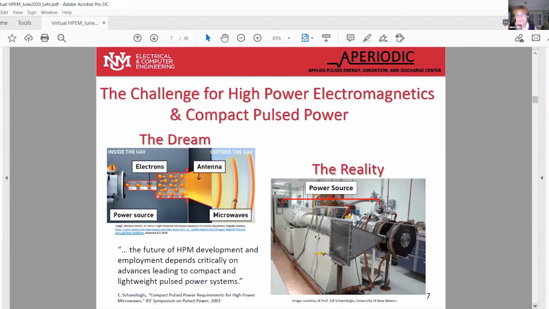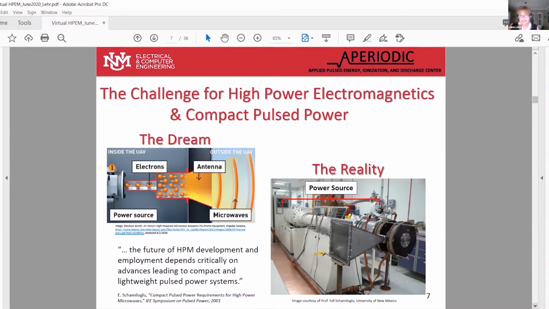The reality, however, is that it's really hard to make these high powers very small. So certainly in the laboratory, we don't try very hard. This is Professor Schamiloglu's laboratory, and this is just used to illustrate that he's studying the source end, so his pulse power is very big.